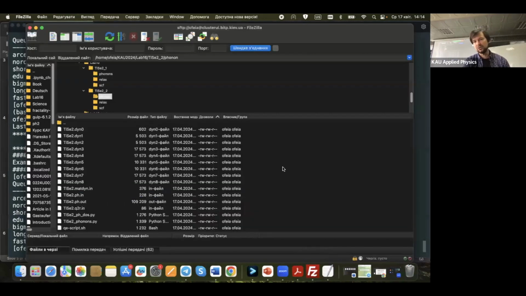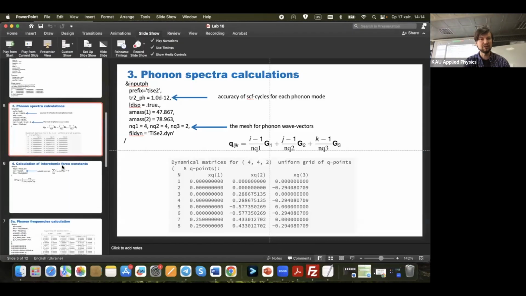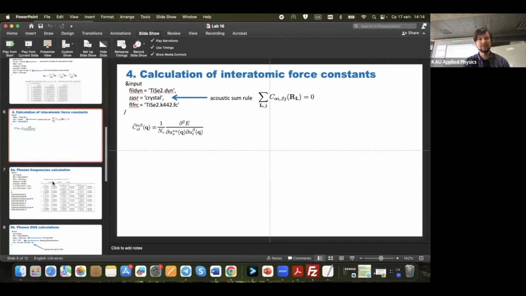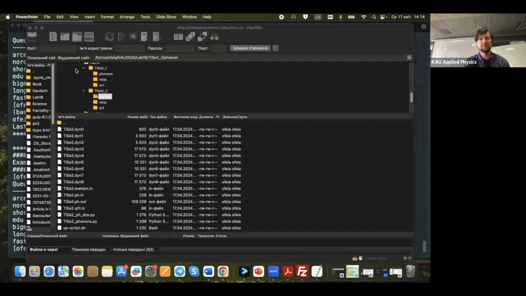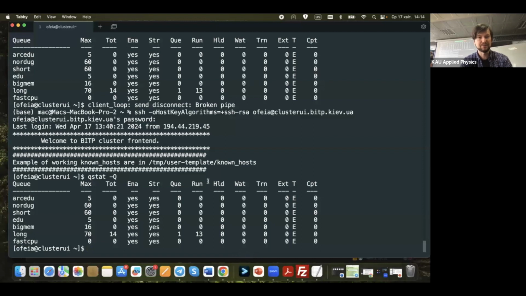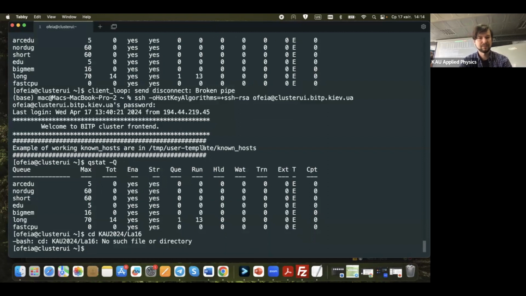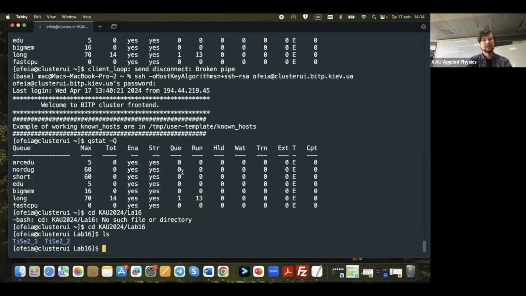But we can make post-processing. We can do post-processing like q2r and matdyn and check the phonons. I propose to do it together. So I'm moving to the lab 16 folder. Here I have 2 folders. I propose to start from the first folder. This first folder is for 0.05 degauss, so for the huge degauss.